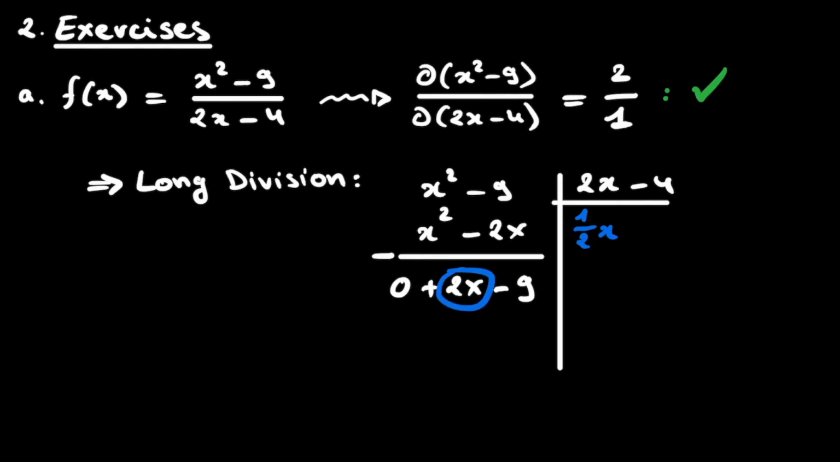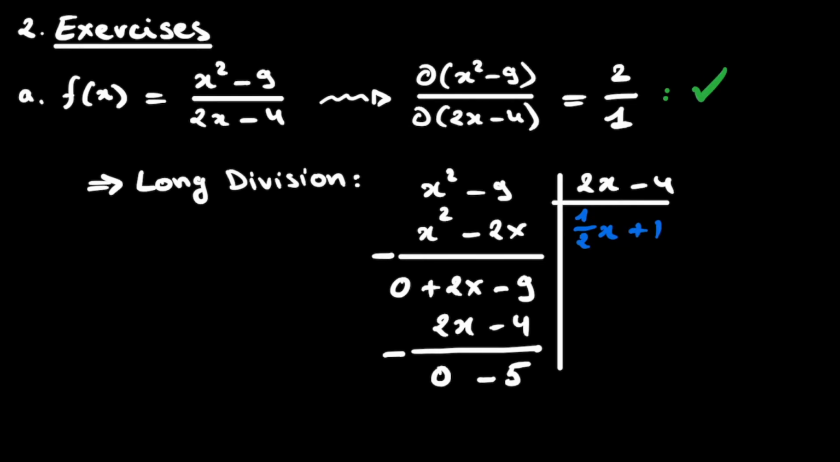We take this 2x here, and we divide it by 2x over here, and this simply becomes plus 1. Then we multiply what we got here with both of the terms here and here. This gives us first plus 1 multiplied by 2x, which gives us 2x. Then we multiply plus 1 with minus 4, and this gives us, of course, minus 4. Then we subtract these two polynomials again, so we get 2x minus 2x, which is 0. Then we get minus 9 minus negative 4, which is, of course, minus 9 plus 4, and we get minus 5.